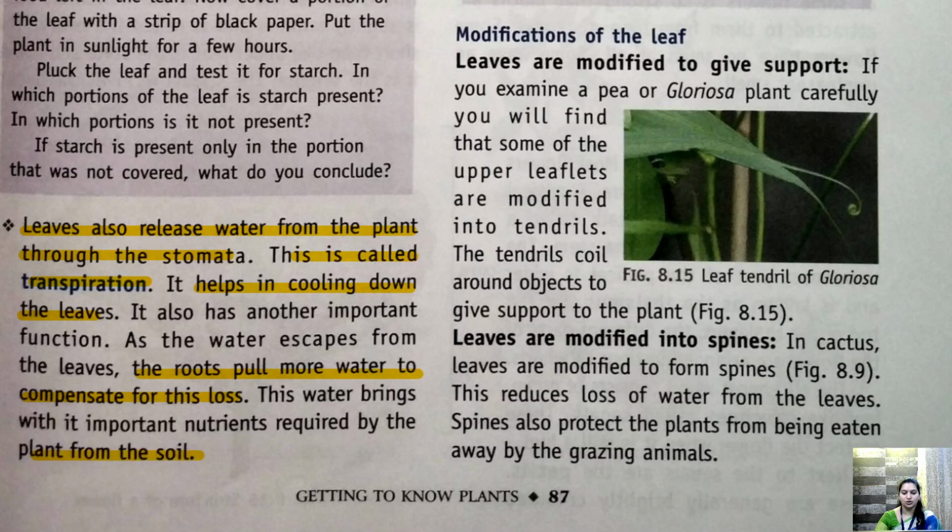So let me explain it to you. So just a second, children. So what is transpiration? Transpiration is a process in which the plant releases water in the form of water vapor, and what it does, it helps in maintaining the temperature of the leaf. Yes, it helps in maintaining the temperature of the leaf. What else it does? So I am going to explain that to you now. So let's talk about it. Okay. So let's see.